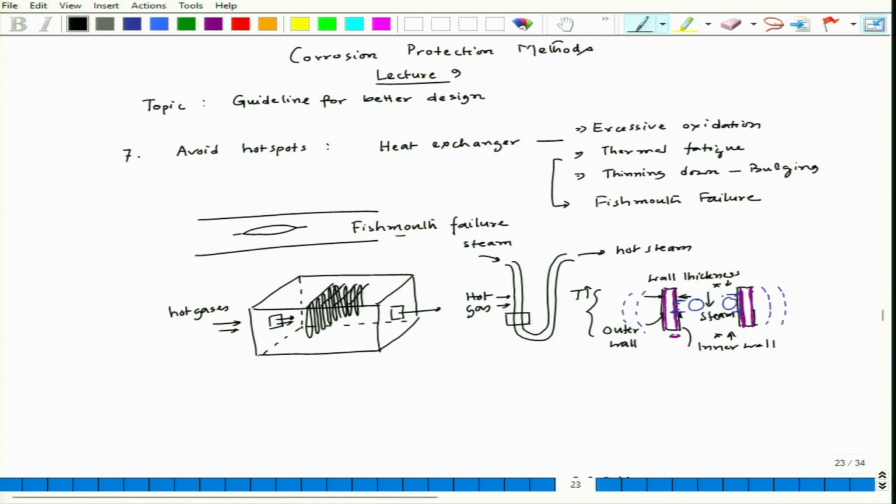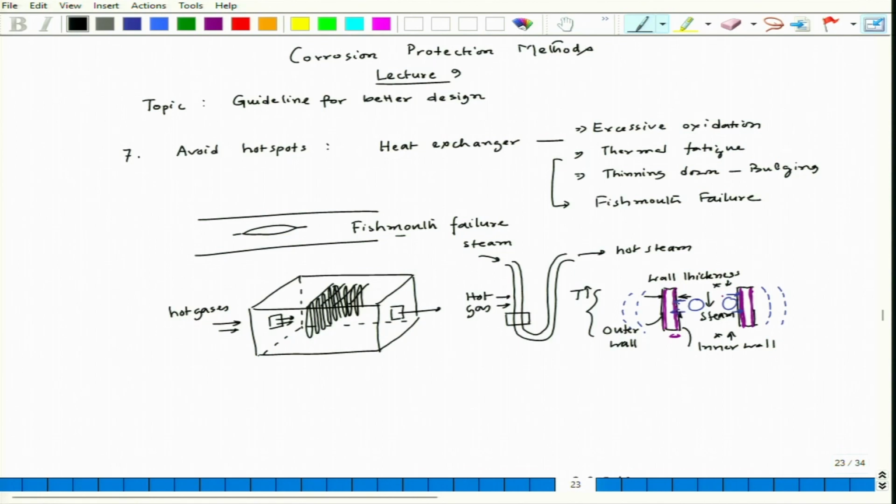At that time, you have to stop the operation, and there could be repair. So, a good amount of time will be spent as well as money. So, that is why these local hotspots are dangerous from the point of view of effective heat transfer operation. And this is related to excessive oxidation and thermal fatigue.